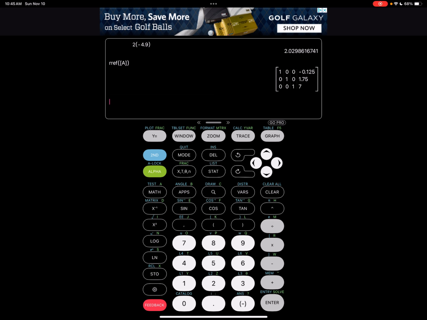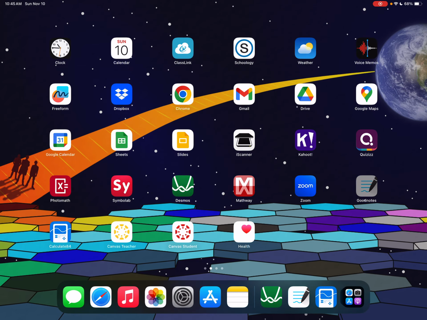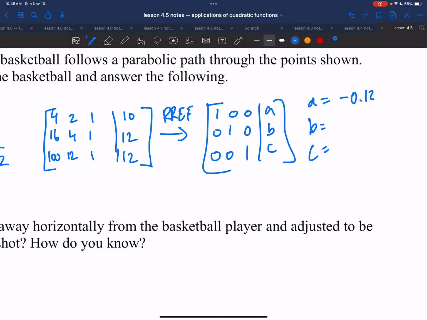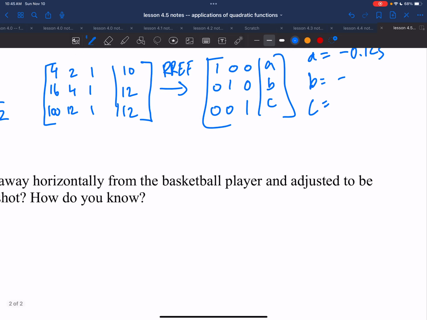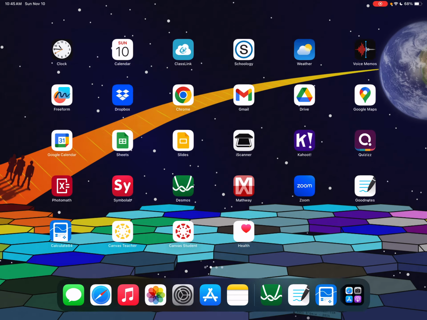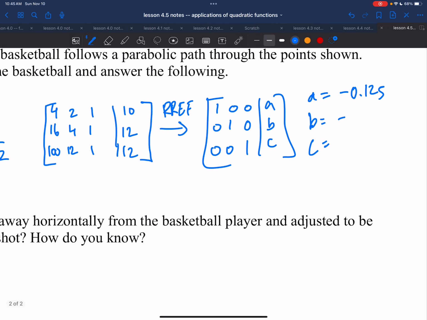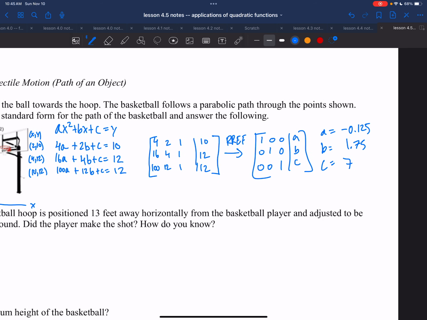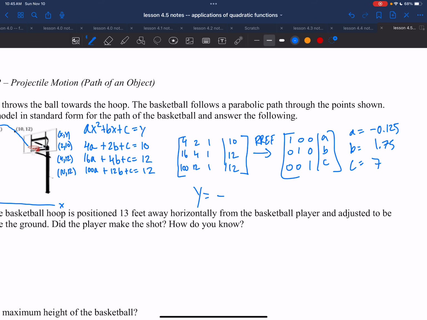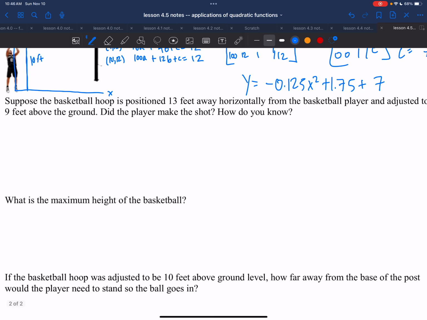There it is. All right, cool. Negative 0.125, which you might recognize as 1/8, 1.75, and 7. So A is negative 0.125, B is 1.75, and C is 7. So your standard form equation is y equals negative 0.125 x squared plus 1.75 x plus 7. Nice. And notice, we haven't even answered any questions.